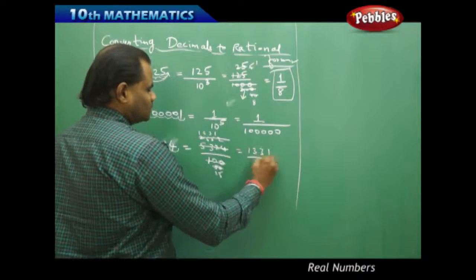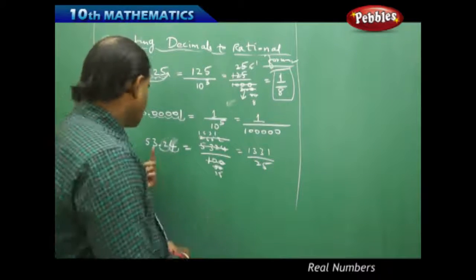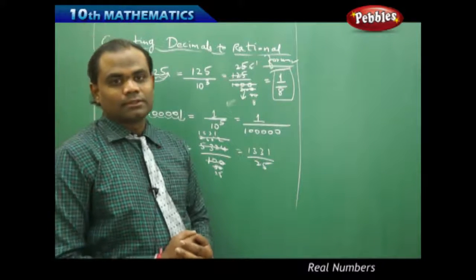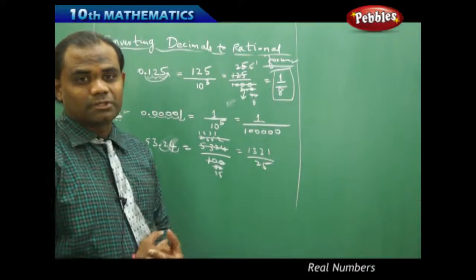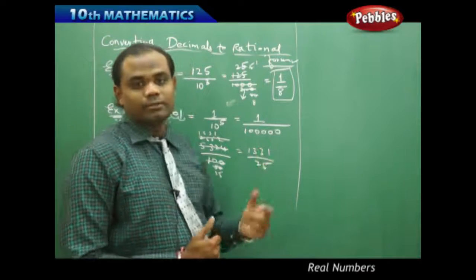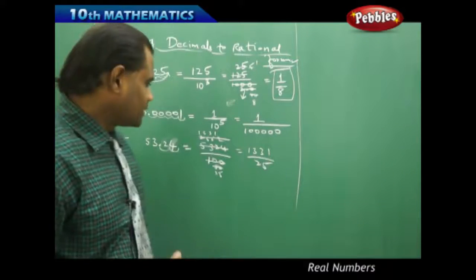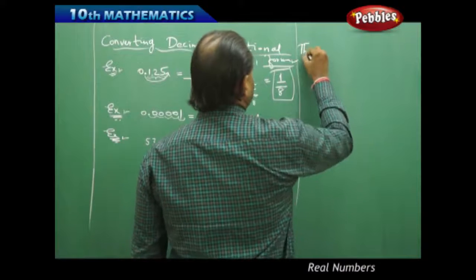So 1331 by 25 is the most simplified answer for the given decimal. As I see in each of the cases, there should be some conclusion which I need to make between the relation between the numerator and the denominator. So using the different examples, I make the following conclusion, which acts as a theorem.